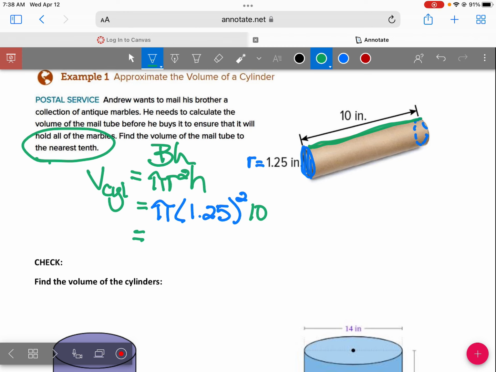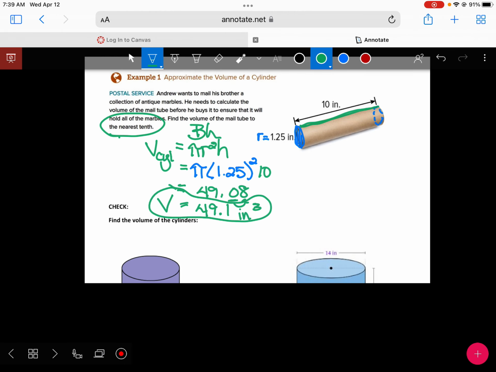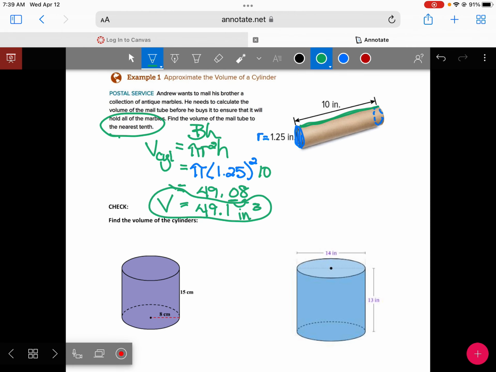49.1. Yes, we get 49.08. They went to the nearest tenths place. The 0 is in the tenths place now. Look next door. So it is 49.1 inches cubed, because we're finding volume, and that is three-dimensional. What questions do you have about that one?